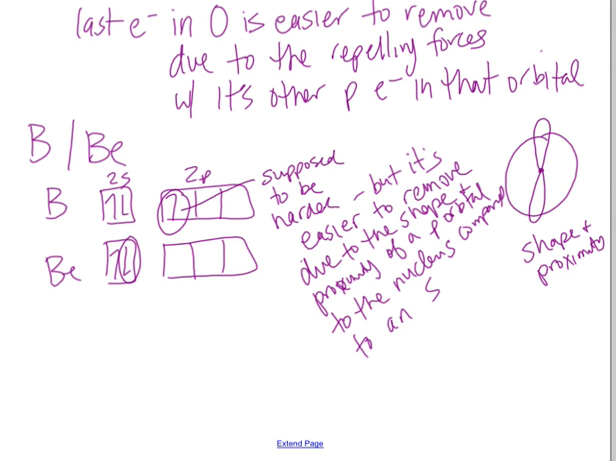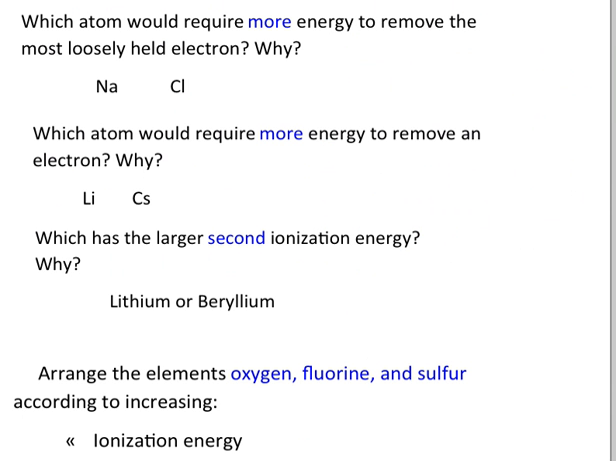If you need to go back and watch the video to get all the words again, you can. That's what the videos are for. So beryllium to boron, magnesium to aluminum, those are the only two I've ever seen on the AP. I wouldn't expect to see anything different than that. So let's do these real quick, and then we've got to move on to electron affinity.